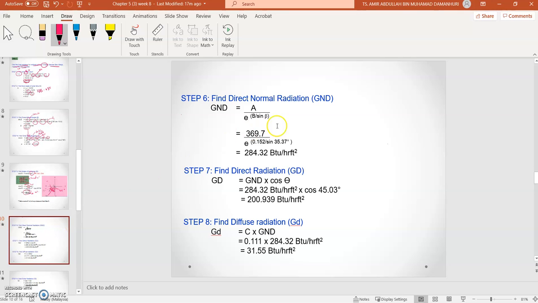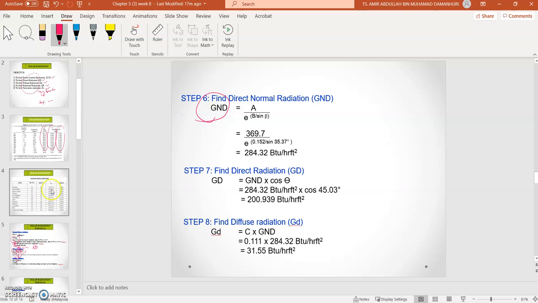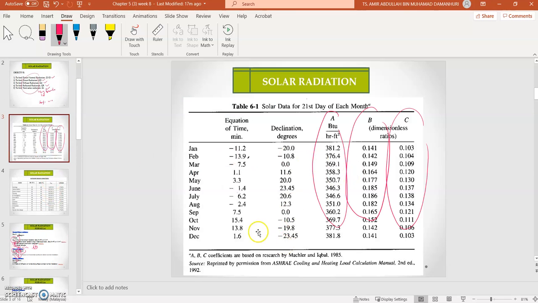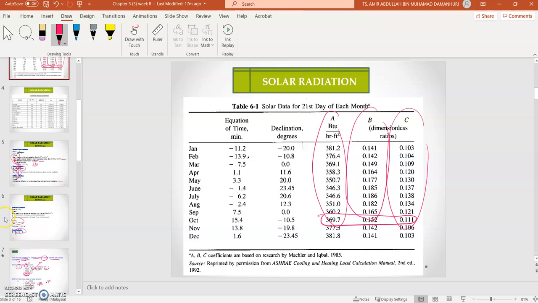Right, so next one, we are going to move into the one topic that we are calculating in this topic, which is we want to find the direct normal radiation, which is the GND. So from the table, the A value for Bandar Baru Bangi, right? So this is the value of the month of October here. So the month of October here, A, B, C will be from here, right? A, B, C is there.